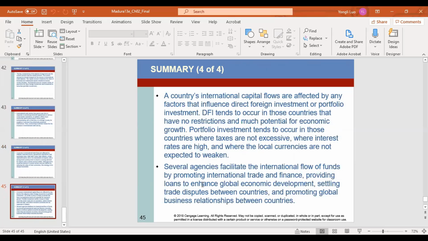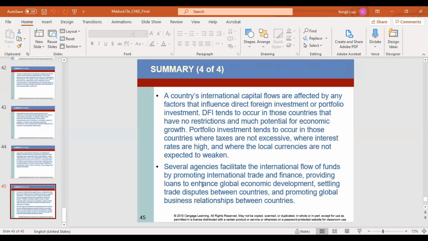A country's international capital flows are affected by any factors that influence direct foreign investment or portfolio investment. DFI tends to occur in those countries that have no restrictions and much potential for economic growth. Portfolio investment tends to occur in those countries where taxes are not excessive, where interest rates are high, or where the local currencies are not expected to weaken.